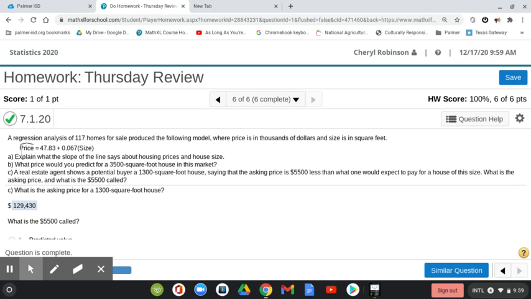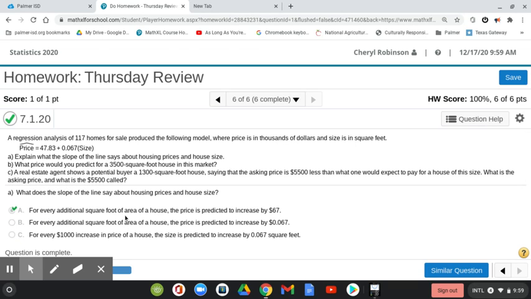So here, the price in thousands of dollars is 47.83 plus 0.067 times the size, which is in square feet. So we're talking about homes for sale. This is the model equation, and what does the slope mean? For every additional square foot of the house, the price is predicted to increase by $67. So we found the 67 by multiplying this 0.067 times 1,000 because it's in thousands of dollars.